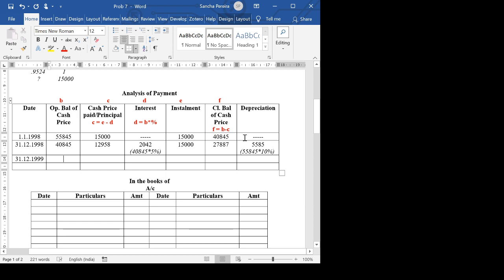Bring down the balance. See, depreciation doesn't affect any of these things, so please never add or minus. Don't do anything of that sort. Bring down the balance, 27,887. Cash price we don't know. We will have to calculate. We know the installment. Do the same calculation here.